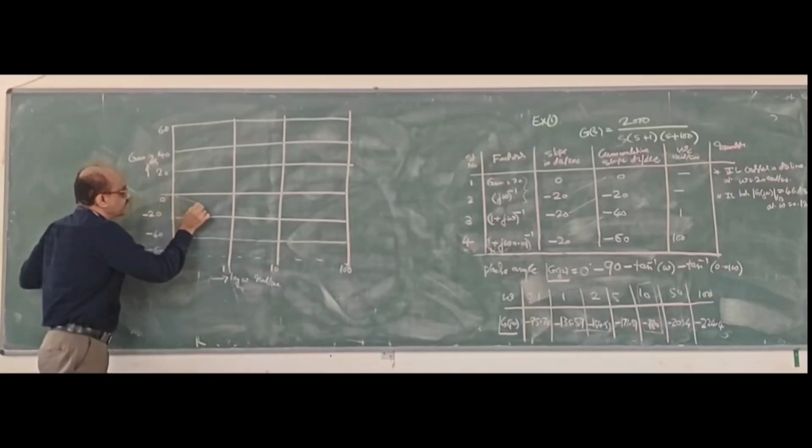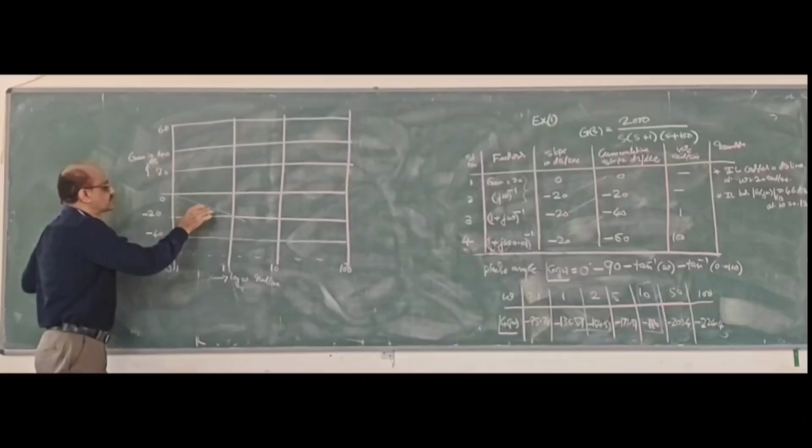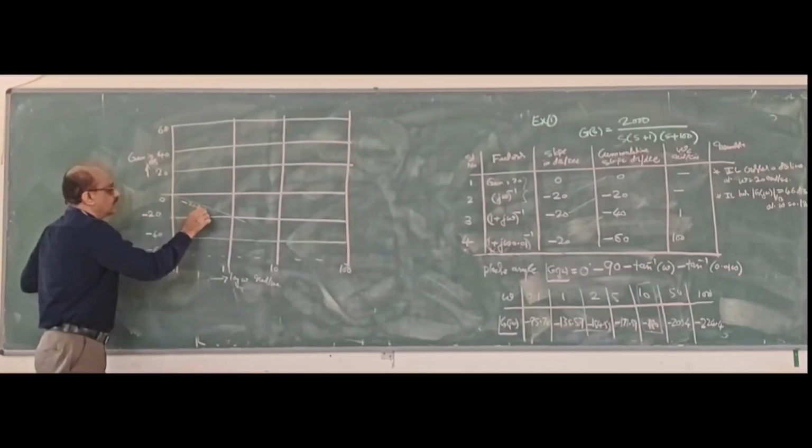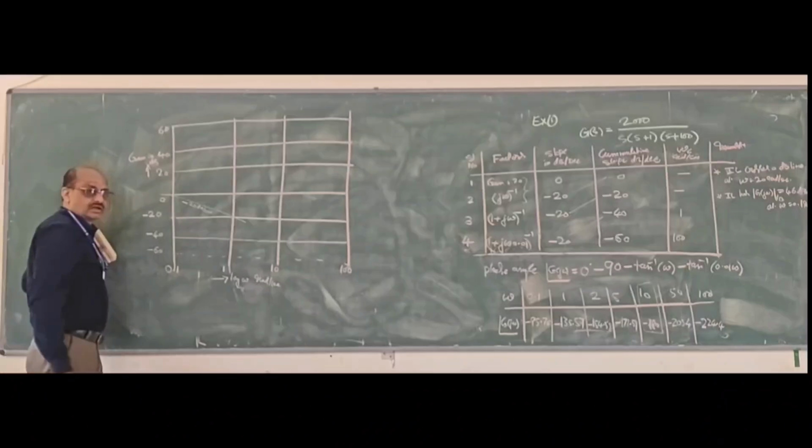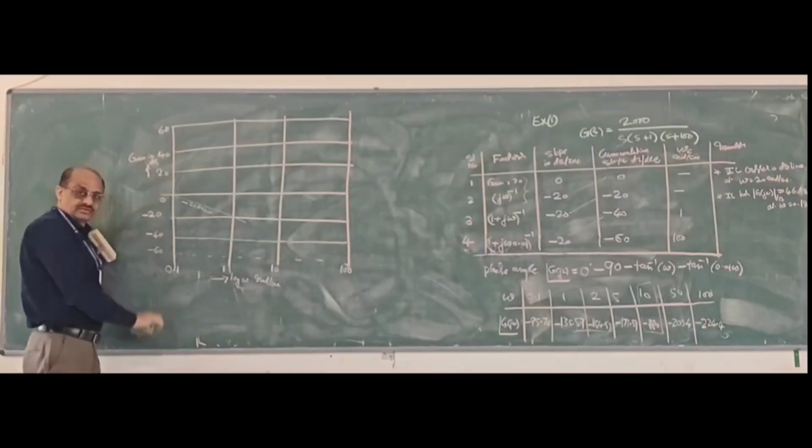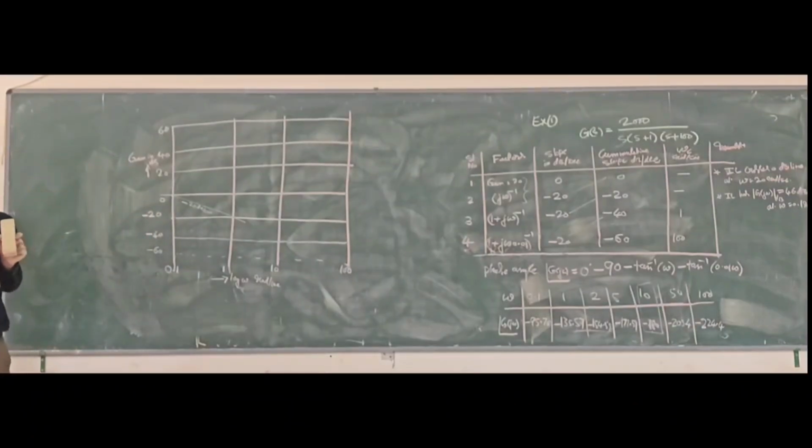This line is minus 20 dB per decade. This is minus 20 dB per decade. If you want, you can write it otherwise. It is for our reference; it will not make any marks there.